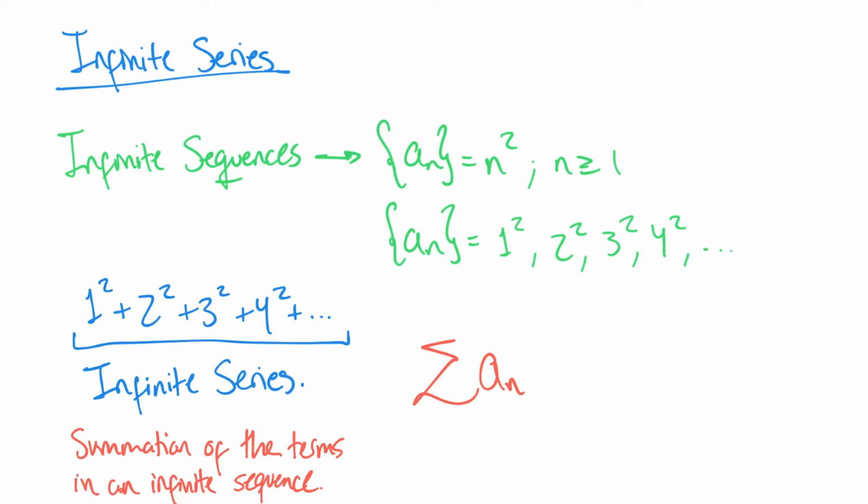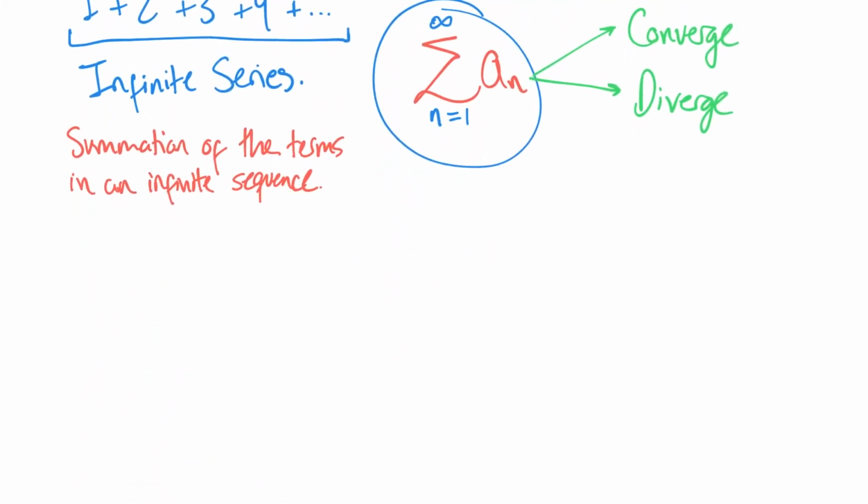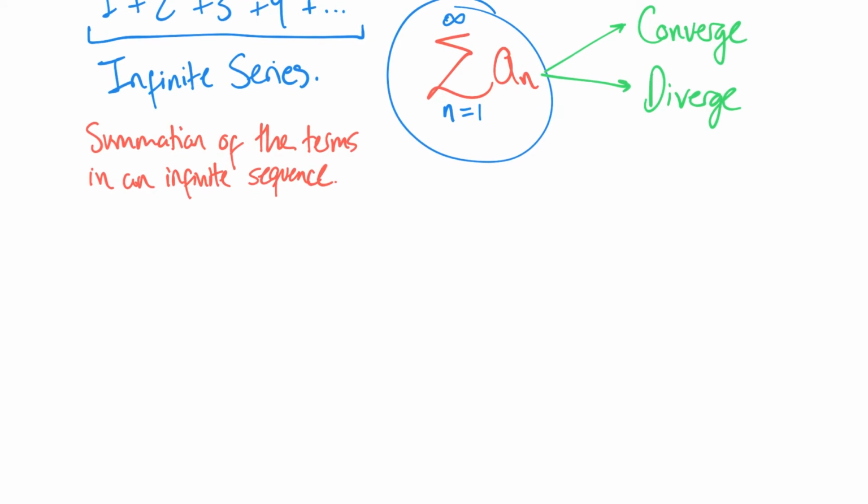So I create a counter, which is going to be from n equals 1. So this tells me where I start. So I start here, all the way up to infinity. Okay? And this gives me the summation of all the terms in the infinite sequence a sub n. Now, whenever I have an infinite series, there will be two scenarios. This will either converge or diverge. And we're going to do a couple of examples to kind of study what each of these terms actually means.